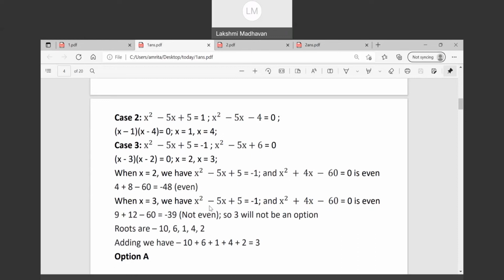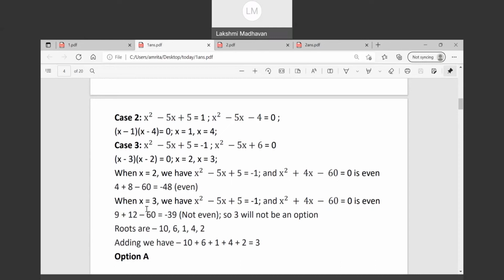even or odd. So when x equal to 2, we know that x square minus 5x plus 5 equal to minus 1, and x square plus 4x minus 60 equal to 0. So just substitute this value too. So here we have it as 4 plus 8 minus 60. So it's minus 48 and we know it's okay.